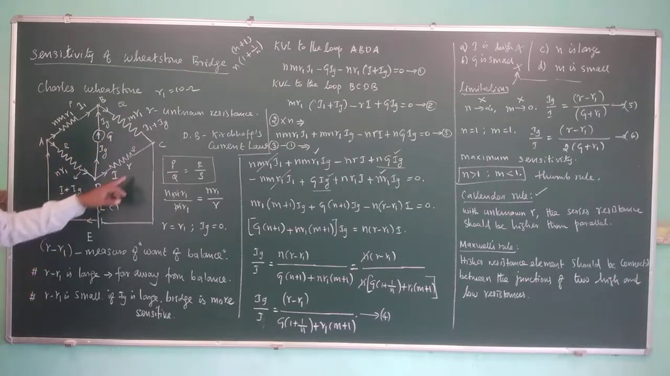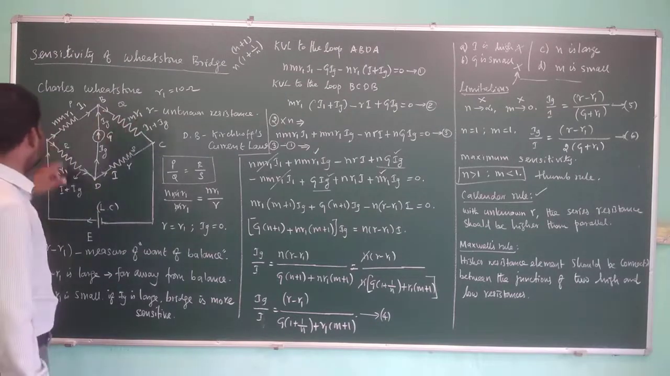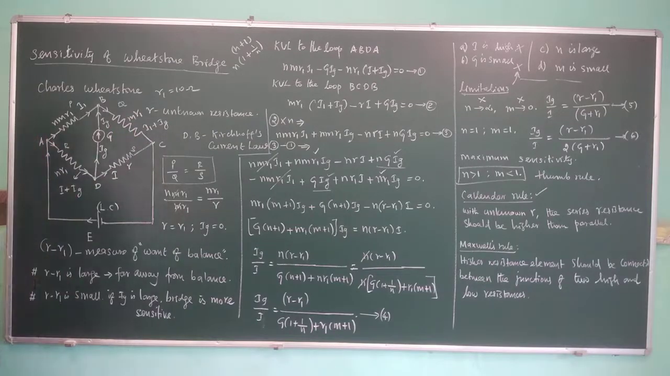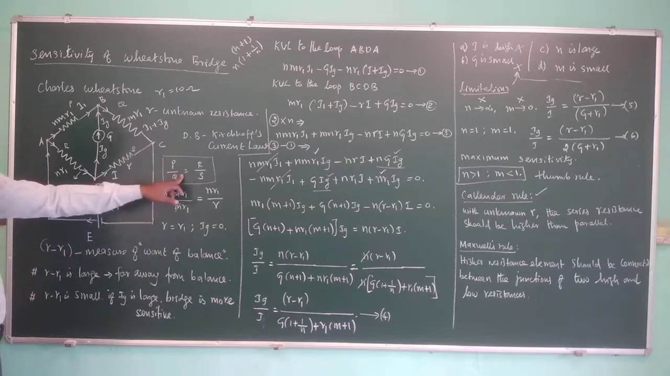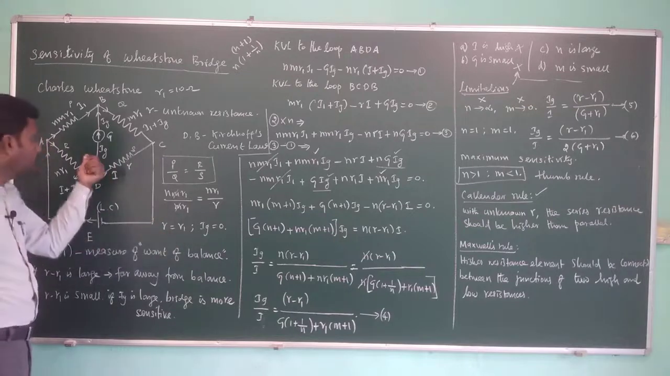this resistance as the unknown resistance R, where the current through this unknown resistance is I, and we name these 3 resistors as multiples of R1. It is denoted by MR1, this one is NR1, this one is NMR1, and the current through this resistor is denoted by I plus Ig, and the current through this resistor is I1. Applying Kirchhoff's current law at this point we have written I plus Ig and I1 plus Ig, right? Applying this concept, we have identified that if R is equal to R1, then Ig is equal to 0.